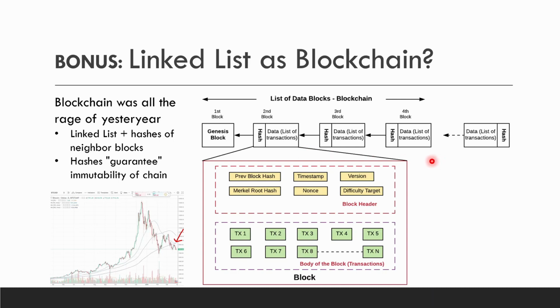So this is one of those sort of immutability guarantees that blockchain claims to have, which is you can neither modify the list of transactions nor the hash that maps to it, because the hash itself will be consistent based on this list of transactions.